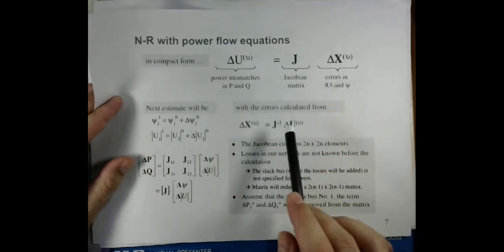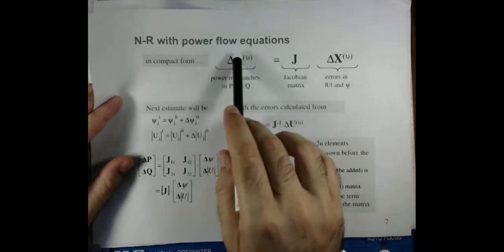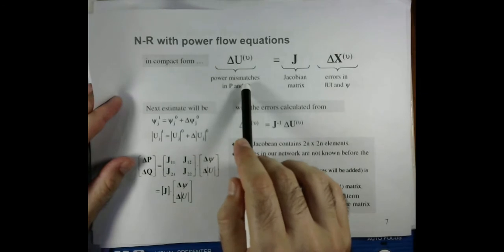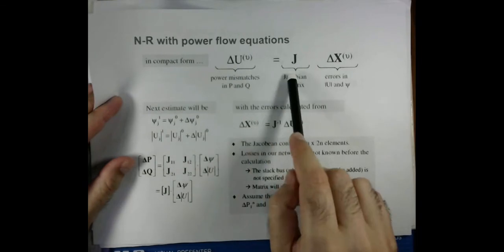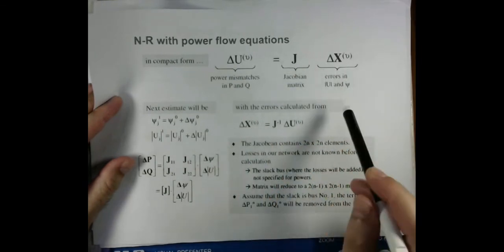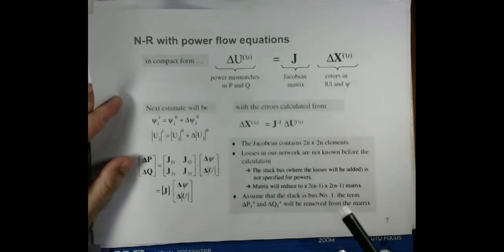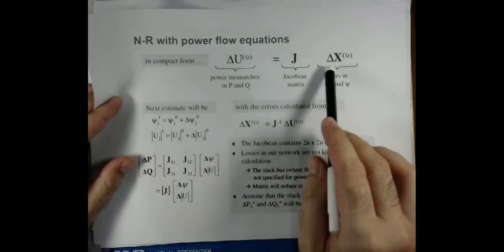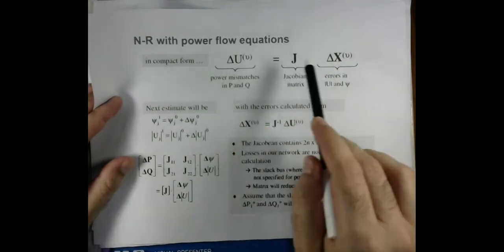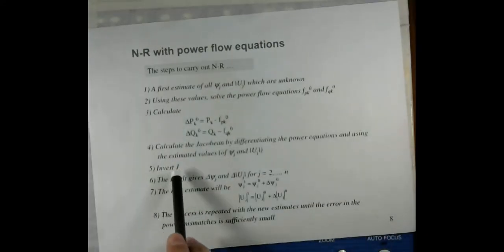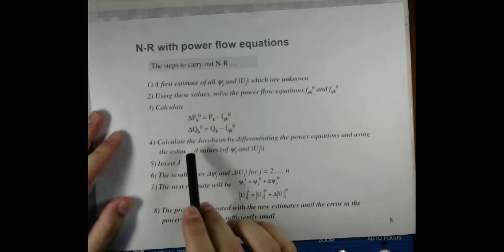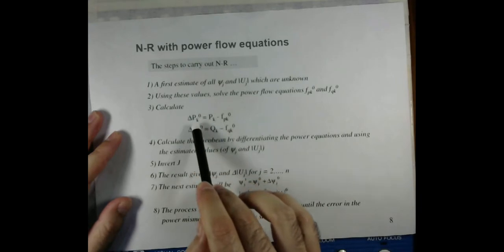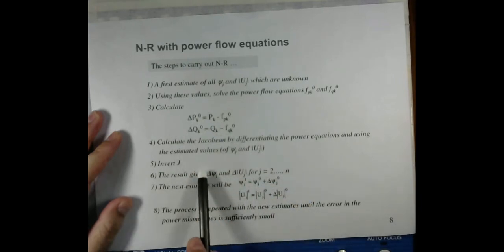So from that, because we will calculate the power mismatches, we will also determine the Jacobian matrix, and if we know these two, we can determine the error, which is basically important for getting the next estimate. So we will take the inverse of the Jacobian. Knowing these values, we will get the error. So the next step is to take the inverse of the Jacobian matrix, and once we know the Jacobian matrix and the inverse of that, we multiply it with the power mismatches and we get the error.